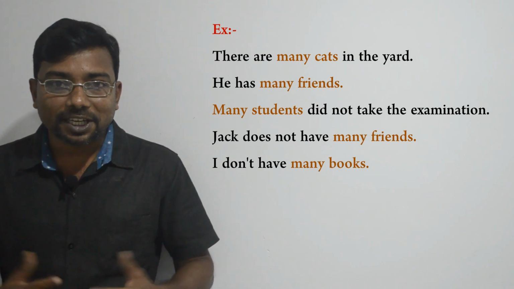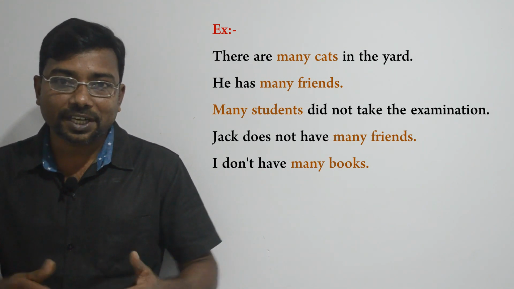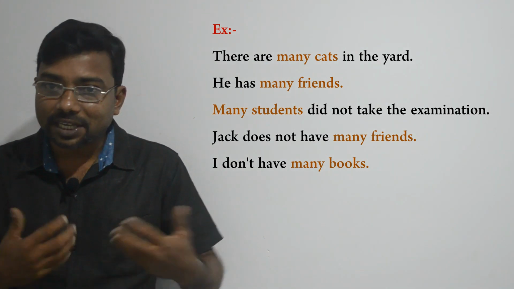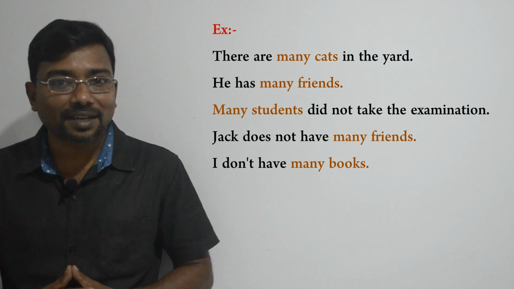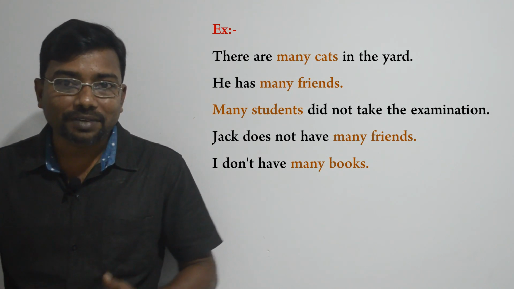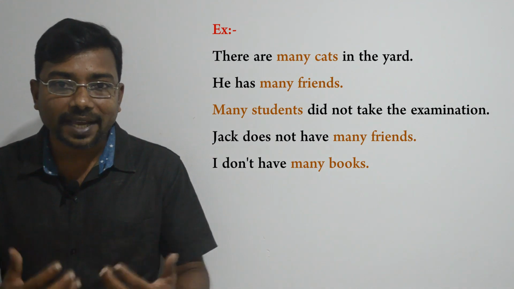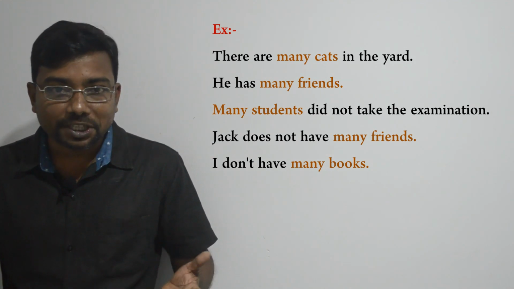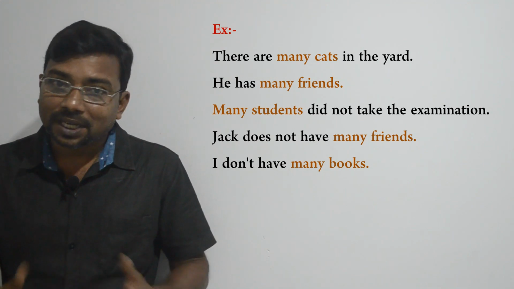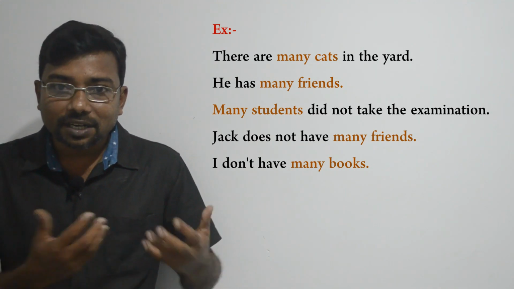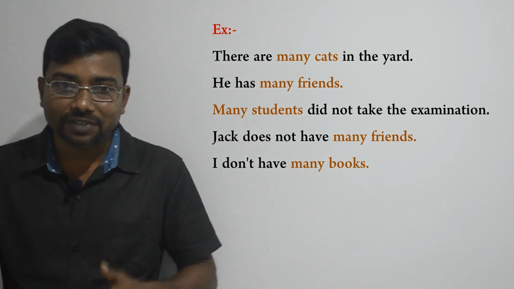Okay, look at the next example. He has many friends. Here also many indicates a lot of. It means he has a lot of friends. And also we use the word many because friend is a countable noun. We can count them with numbers. Look at the next one. Many students did not take the examination. It's a negative statement. In a negative statement, many indicates a few or small amount. It means few students got the examination. Here also student is a countable noun, we can count them with numbers.